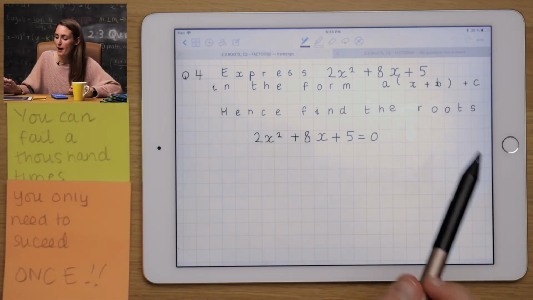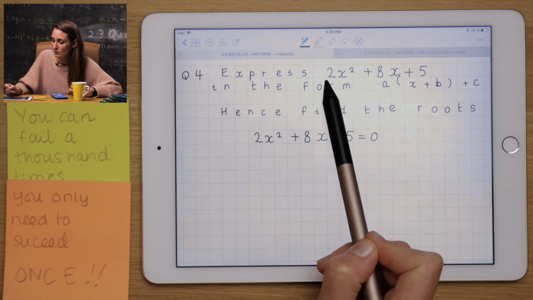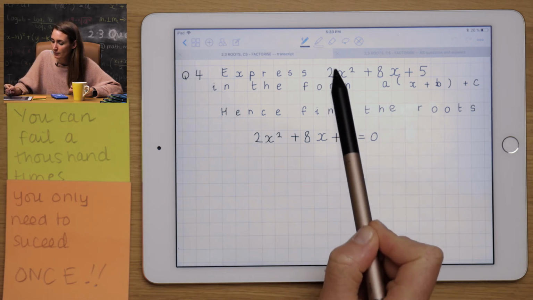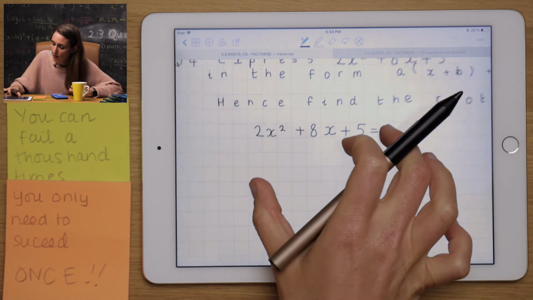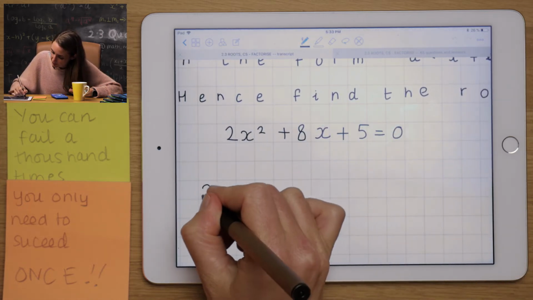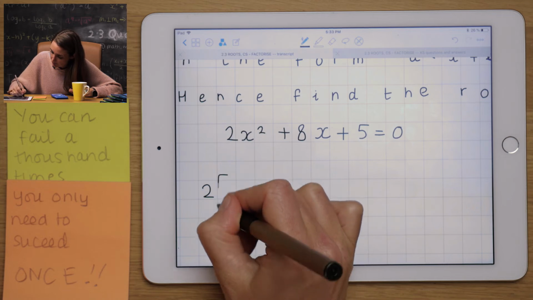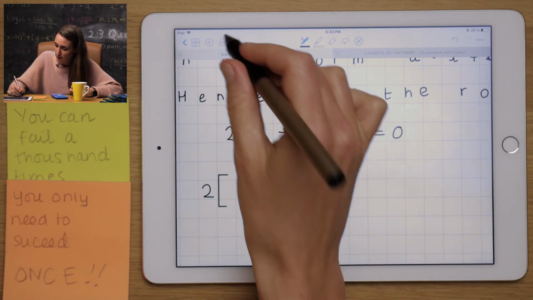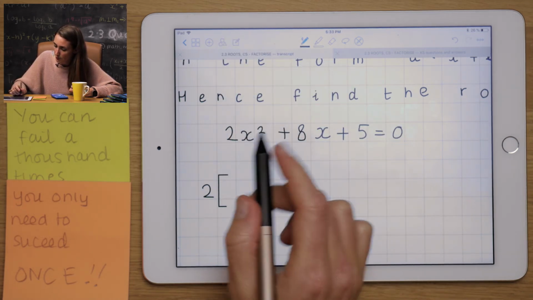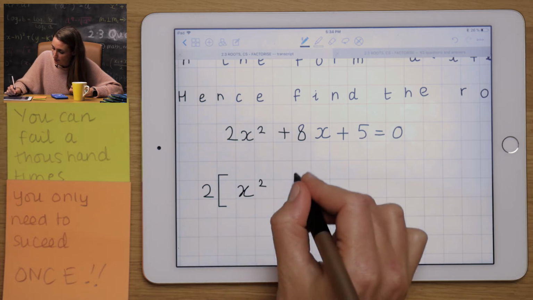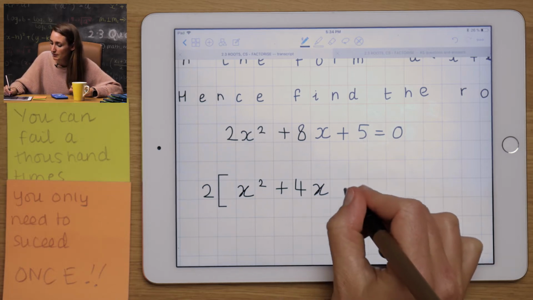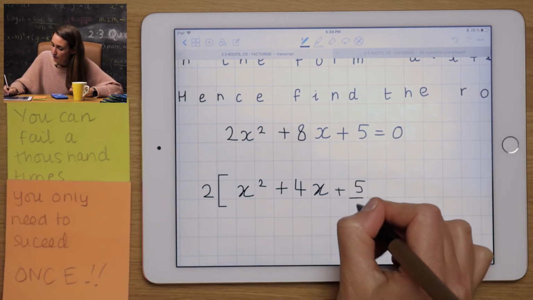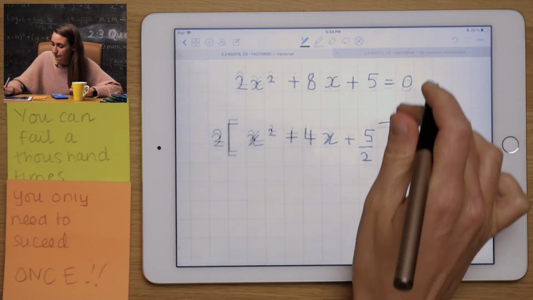This is perhaps the hardest type of complete the square, when you have a number bigger than 1, 2 or 3 in front of the x squared. What I recommend that you do is divide everything by 2. We can keep that for now on the outside. So 2x squared divided by 2 is x squared, 8x divided by 2 is 4x, and 5 divided by 2 is 2.5, but it's easier to write it as 5 over 2.